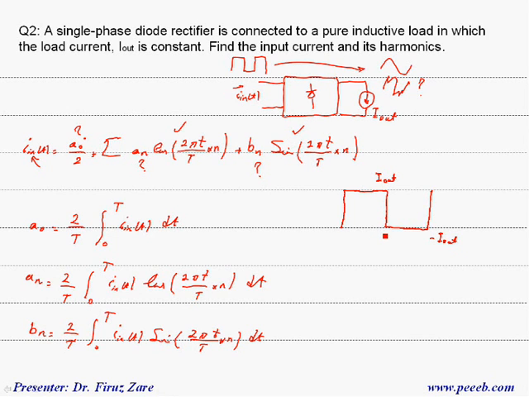And because each interval is T over 2, that means the DC part is 0. So for this case, this DC part is 0. That means A0 is 0. And now we can find these factors.